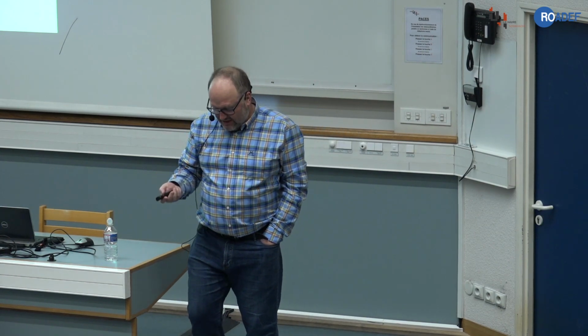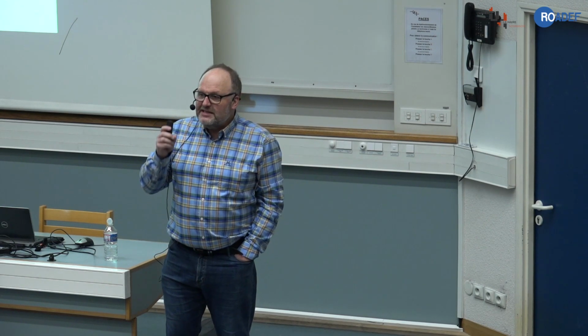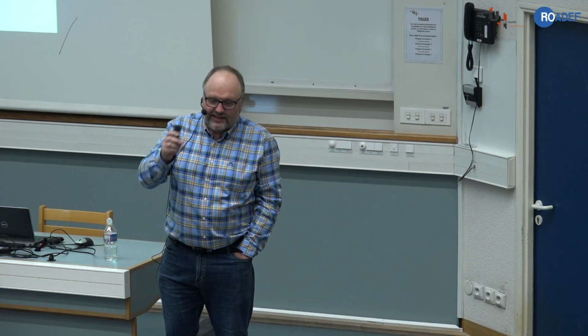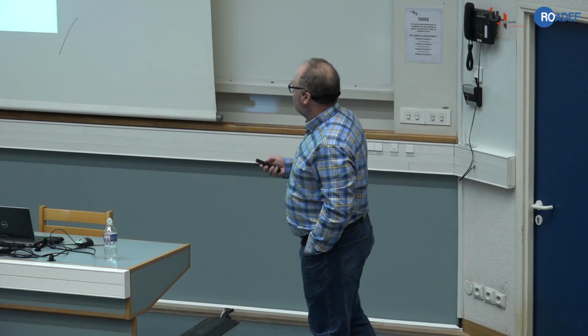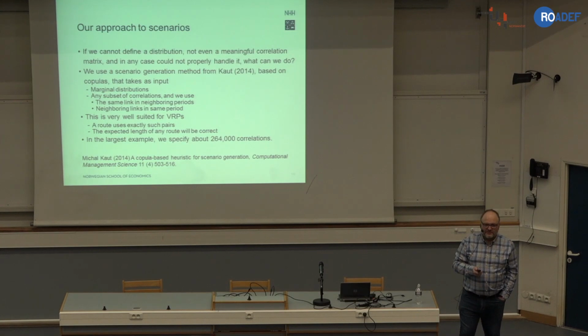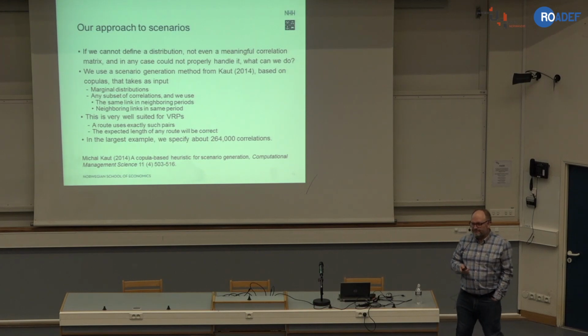And because of the way the scenario generation method works, it always keeps means correct. So it means that the expected length of any route will automatically be correct. No, that's not enough, of course, but it will, because of how the method works. And in the largest case we look at, we specify 264,000 correlations. That's a big number, but it's not very big compared to 310 million, right?